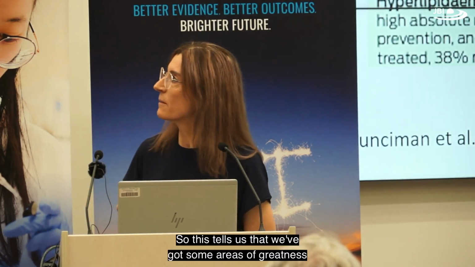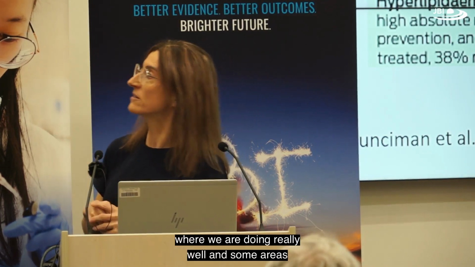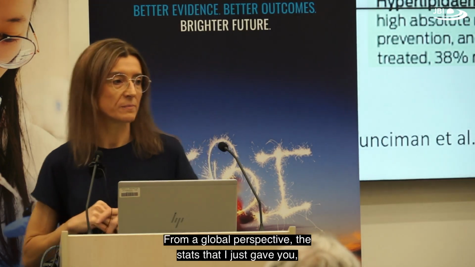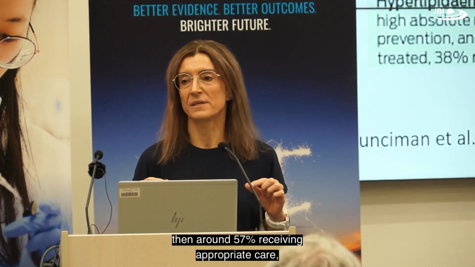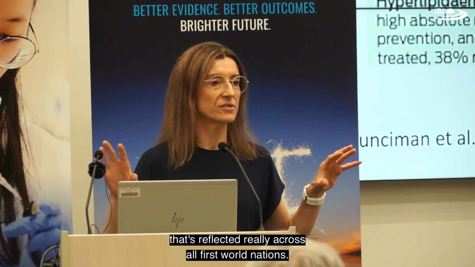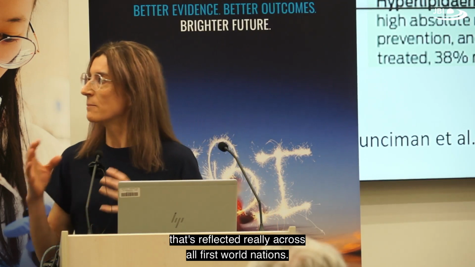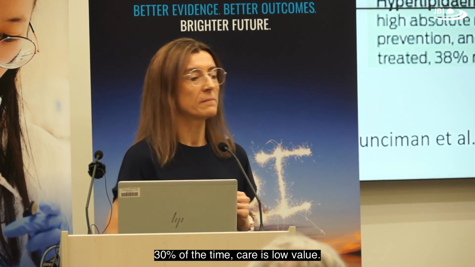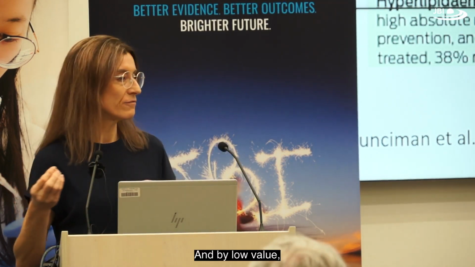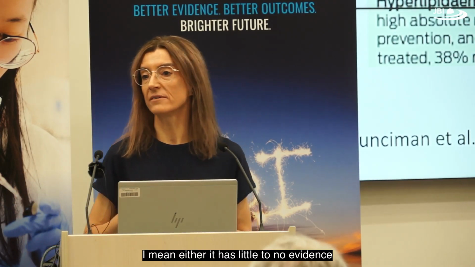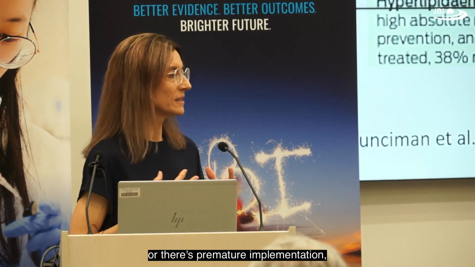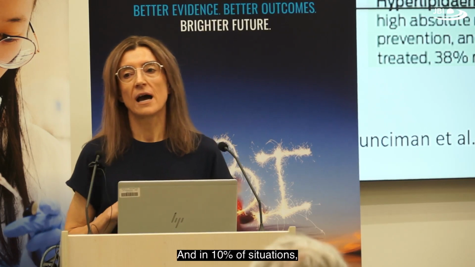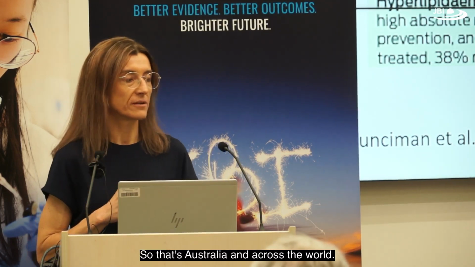So this tells us that we've got some areas of greatness where we're doing really well, and some areas that continue to be quite challenging for us. From a global perspective, the stats that I just gave you then, around 57% receiving appropriate care, that's reflected really across all first world nations. Generally, 60% of the time, the care is good. 30% of the time, care is low value. And by low value, I mean either it has little to no evidence or there's premature implementation, and I'm going to go into a lot more detail around that. And in 10% of situations, we're delivering care that's actually harmful. So that's Australia and across the world.